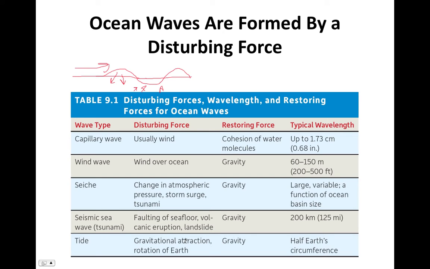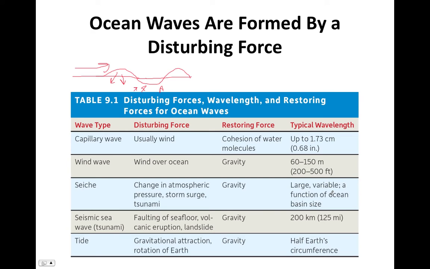And the typical wavelengths of these waves, as we said, capillary waves are up to and including 1.37 centimeters. Wind waves typically are between 60 and 150 meters. Seiches are variable. It depends on the size of the basin in which they exist. Tsunamis have a typical wavelength of 200 kilometers, 125 miles.